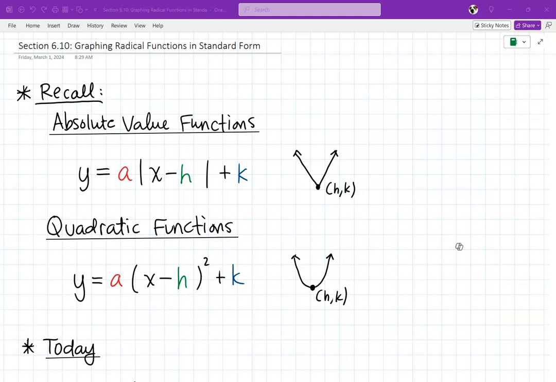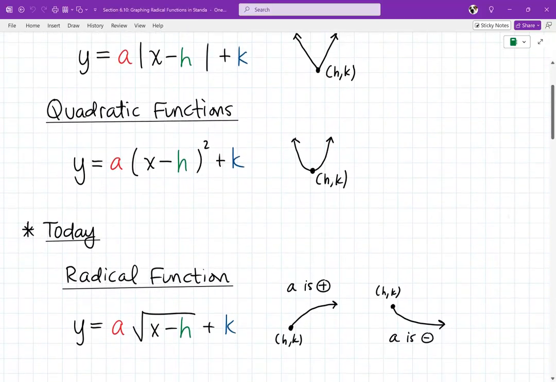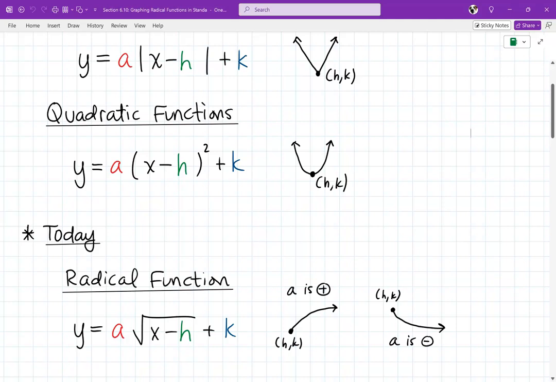And then we did quadratic functions. With quadratic functions, notice how the function is almost identical, just that instead of absolute value lines, we have a parenthesis squared. But (h, k) is still considered my vertex. A is still kind of considered my slope. If a is positive, it opens up. If a is negative, it opens down. Okay? Why do I show you this? Well, because radical functions are pretty much the same formula. They just change the notation a little bit. So instead of absolute value symbols or parentheses squared, we're using the radical instead.